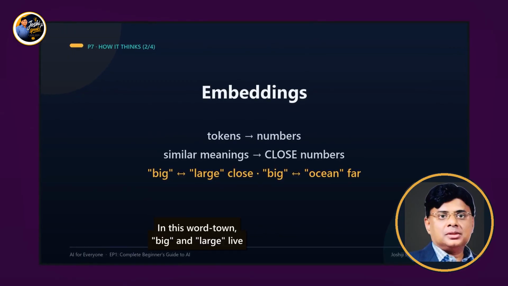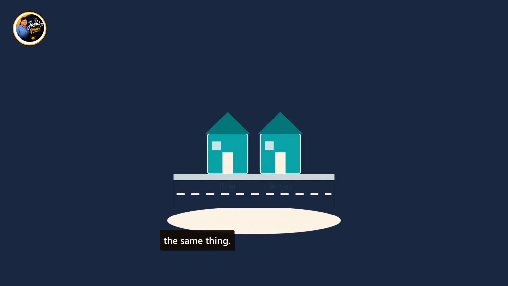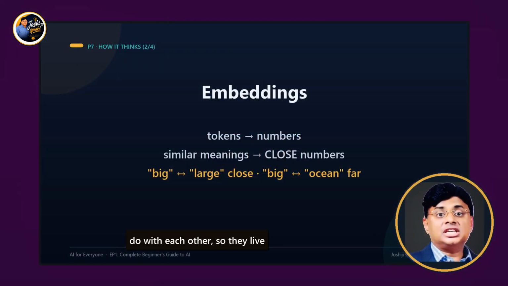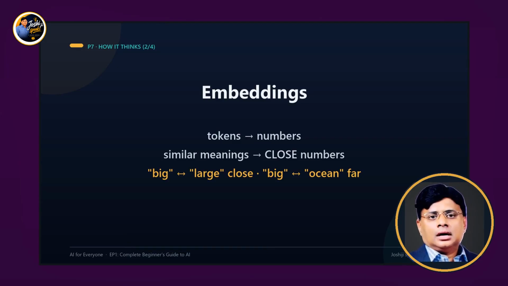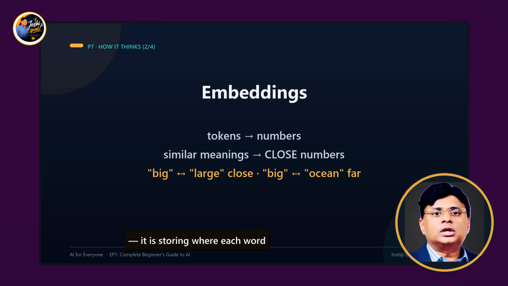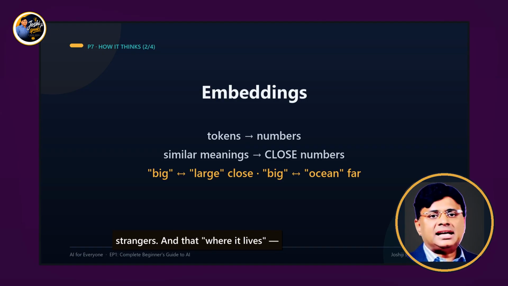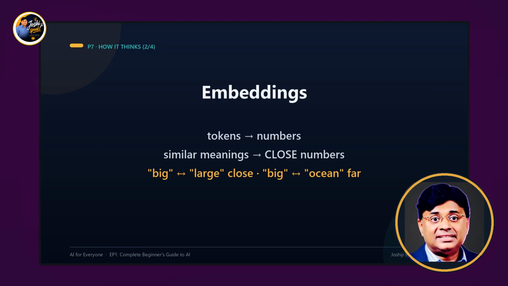In this word town, big and large live as next-door neighbors, because they mean almost the same thing. But big and ocean have little to do with each other, so they live far apart, in different corners. So the AI is not really storing words at all, it is storing where each word lives, near its friends or far from strangers. And that, where it lives, that is the meaning.